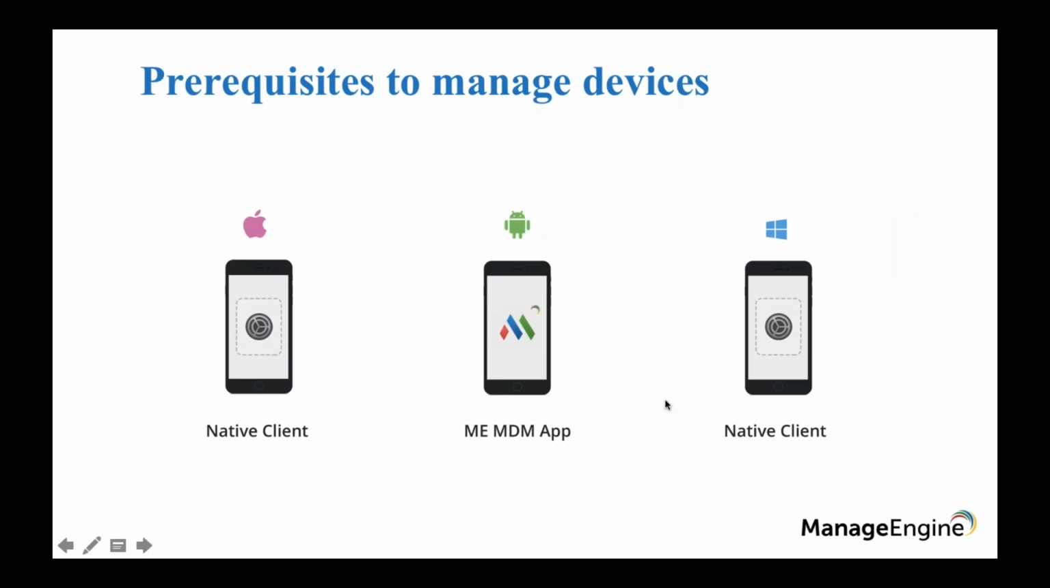So how exactly do we manage these mobile devices? In case of iOS and Windows devices, we leverage a native MDM client that is already present in the devices to manage them. Whereas in the case of Android devices, no such agent is present. So hence, we download an MDM app into the devices that we are trying to manage. But before we can start managing these devices, we need to bring these devices under our management. That is nothing but enrolling mobile devices.